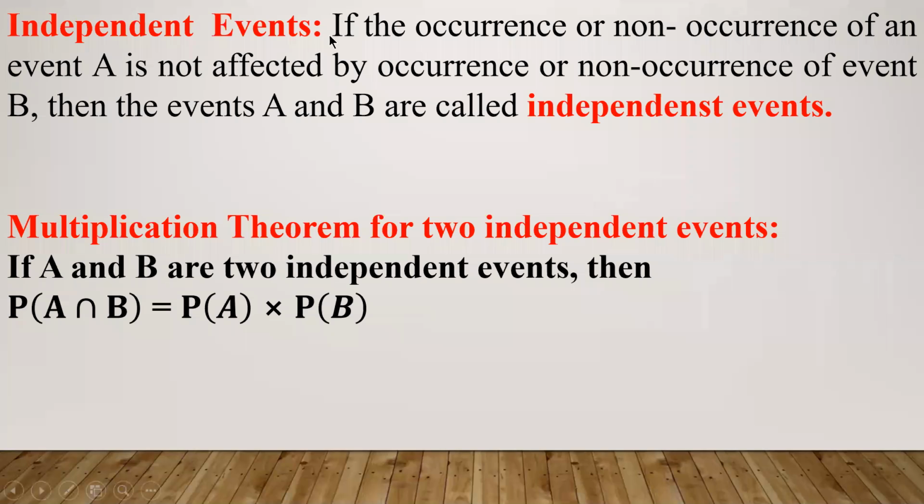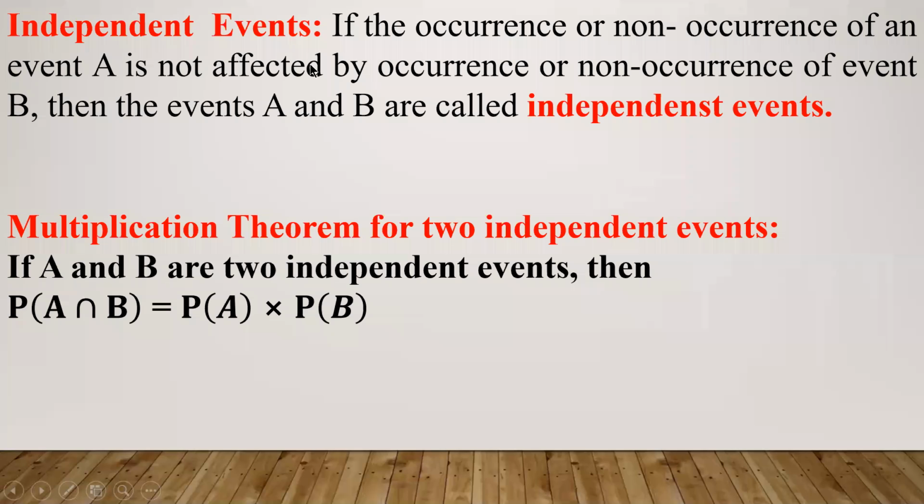One last definition: independent events. If the occurrence or non-occurrence of an event A is not affected by occurrence or non-occurrence of event B, then such two events are called independent events. What you have understood with this? अगर एक इवेंट अकर होगा या नहीं होगा, उसका दूसरे इवेंट के अकर होने या ना अकर होने से कुछ भी रिलेशन नहीं है, then such two events are called independent events. Means they are independent of each other. एक का दूसरे से कोई भी सरोकार नहीं है. Such events are called independent events.